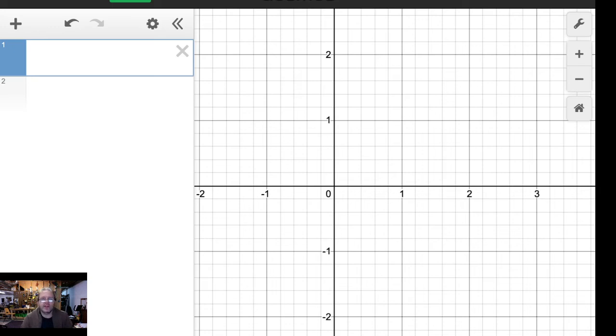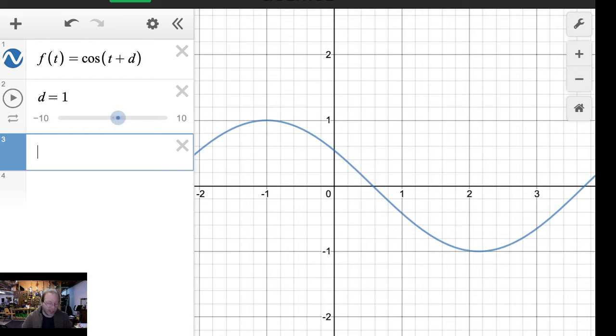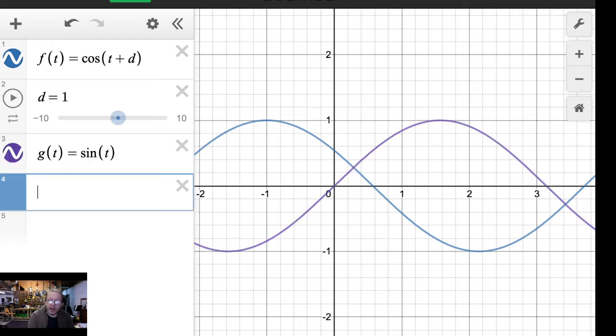I want to spend a few more minutes looking at these Lissajous curves because they can be a lot of fun. Let's look at this one. I'm going to define f of t as cosine of t plus d. And then g of t is going to be sine t. And I'm going to plot f as my x, so f of t, comma, g of t.